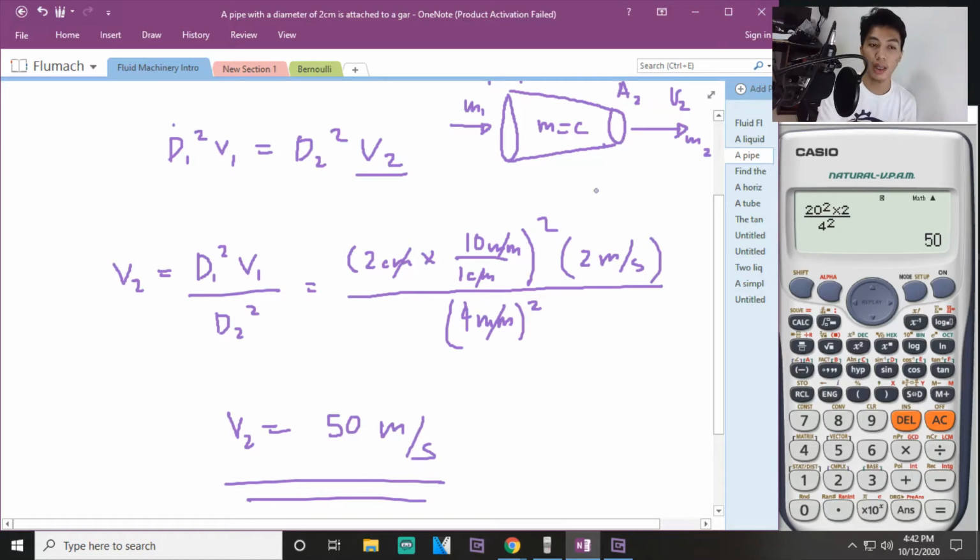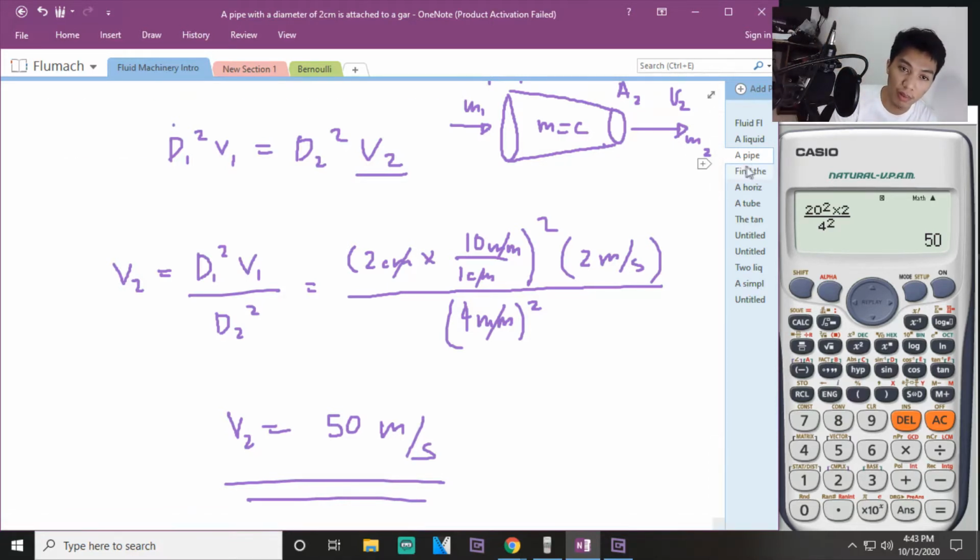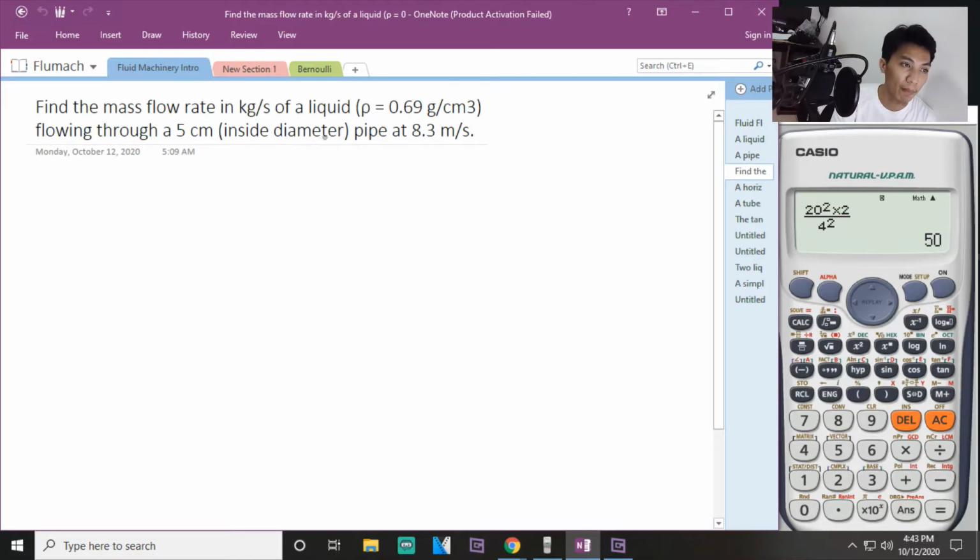Ang tawag dyan, it is a converging nozzle. Kapag papaliit yung dulo. Naman, kapag papabuka yung dulo, that is a diverging nozzle. Nagda-diverge at nagko-converge. Okay? So, that will be the answer for number 2. Now, for number 3. So, medyo okay pa rin naman.